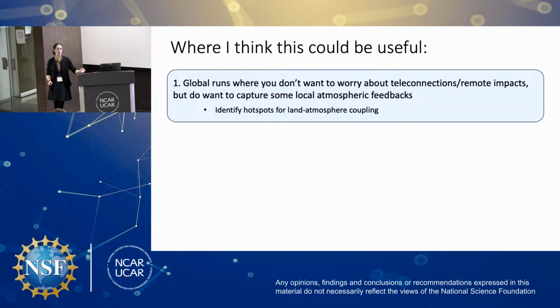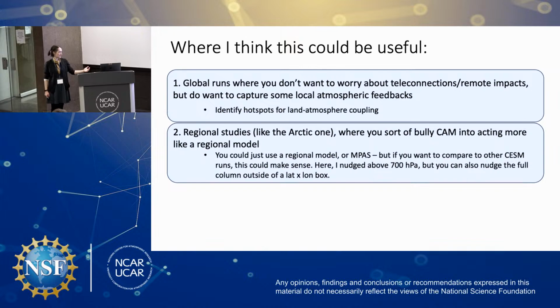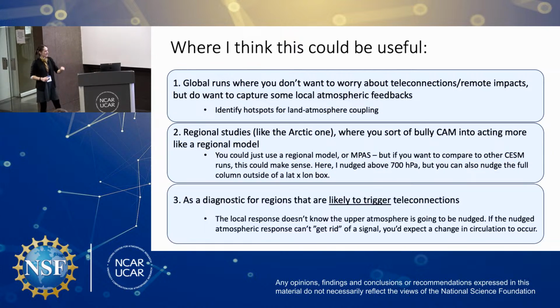So where I think this could be useful is global runs where you don't want to worry about teleconnections on purpose. For instance, if you really want to isolate what the local hotspots are for land-atmosphere coupling, this could be a good way to do that. Scientifically, it's probably computationally a not great way to do that. It could be useful for regional studies like this Arctic one, where you're bullying CAM into acting more like a regional model by suppressing those large-scale responses. Of course, you could just use a regional model and not bully CAM into doing something it wasn't meant to do. But whatever, it's an option. You could do it, especially if you wanted to compare to other CESM runs.